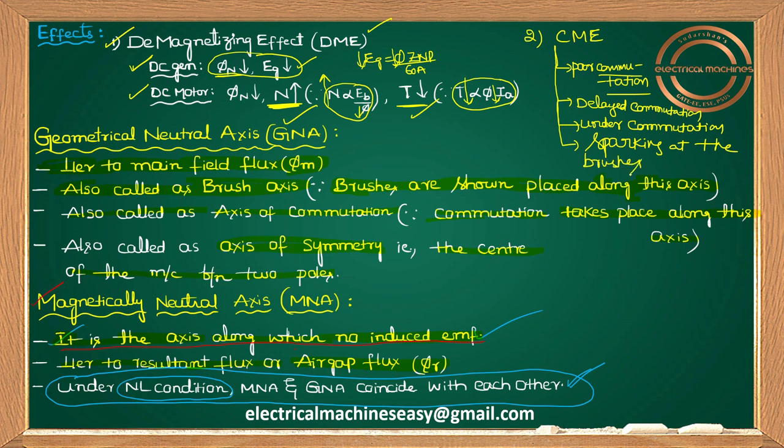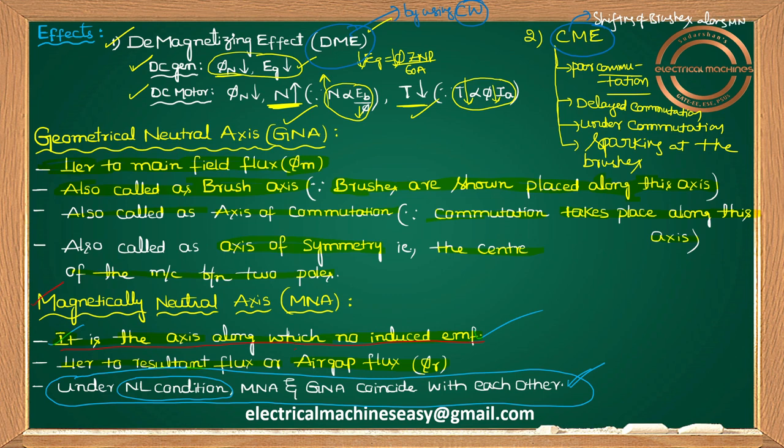Okay, guys, right now, to be frank, we'll discuss how we have to overcome this DME and CME. So please try to see here, I'll write some points here. To be frank, DME can be reduced by using compensating winding, CW, which we'll discuss in future videos. Next, how can you reduce CME, cross magnetizing effect? In olden days we were using one concept. What is that? Shifting of brushes along MNA.